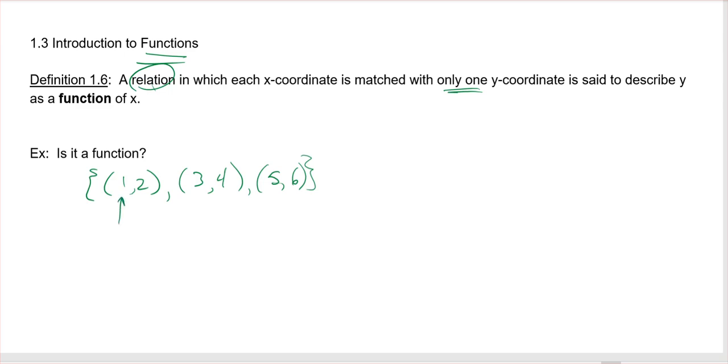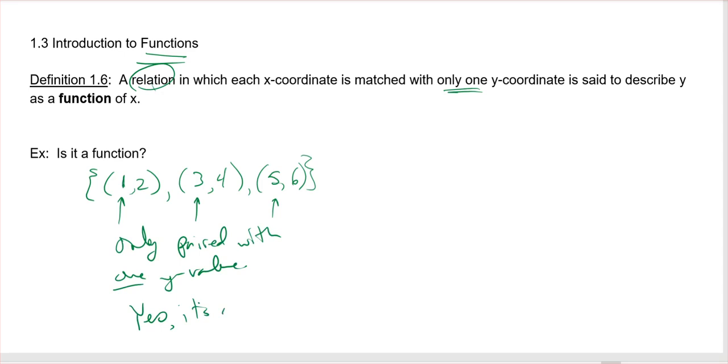So we look at each x-coordinate and say, okay, 1 is our first x-coordinate. Is it paired with anything else? Well, no, it's just paired with 2, right? And we go to this one, 3 is only paired with 4, 5 is only paired with 6. So these are only paired with one y value. So we would say, yes, it's a function. It's kind of squiggly, but we get the idea. It says function. Okay, so that one is a function.